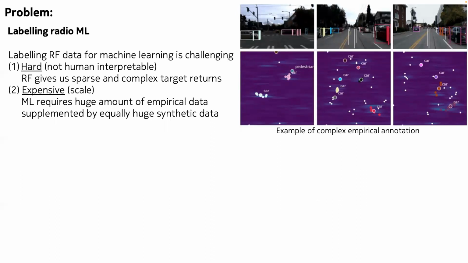There are two reasons why automating this workflow is tricky. One, radio heat maps are hard to interpret. As shown in the figure on the right, we get complex target returns, which we then need to label one by one, consulting a paired image. Two, this laborious labeling process has to be repeated at scale because machine learning requires quite a lot of data to train on.